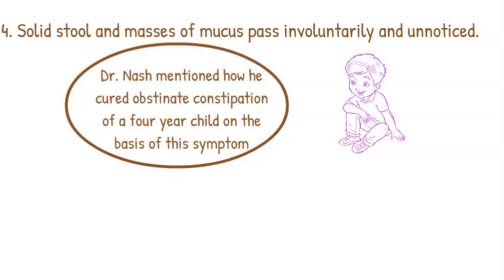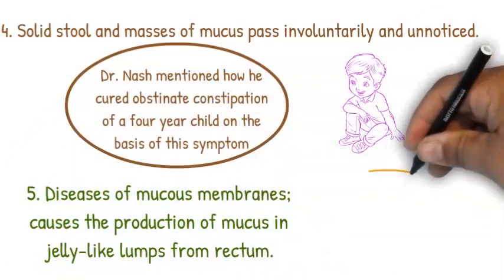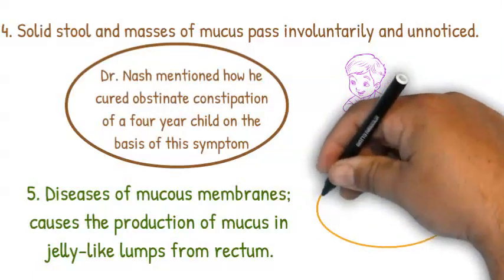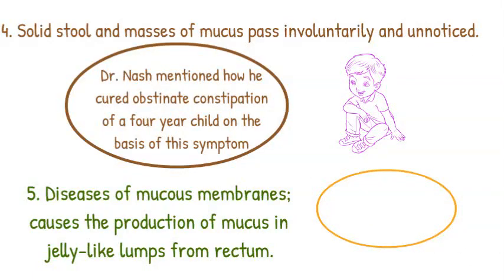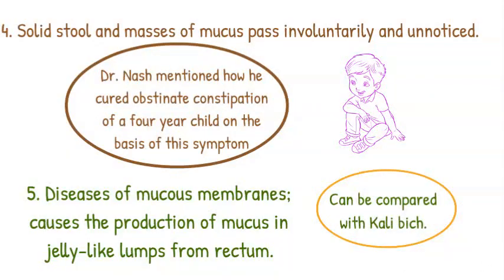Coming to the next keynote symptom, diseases of mucous membranes cause production of mucus in jelly-like lumps from the rectum. So it can be compared with the jelly-like mucus of Kali bichromicum also. And we will get this type of symptom in dysentery.